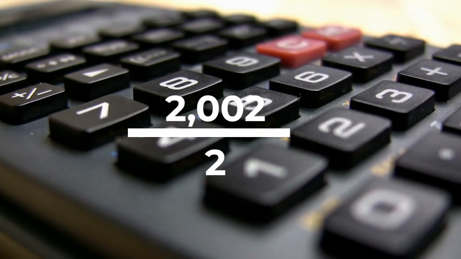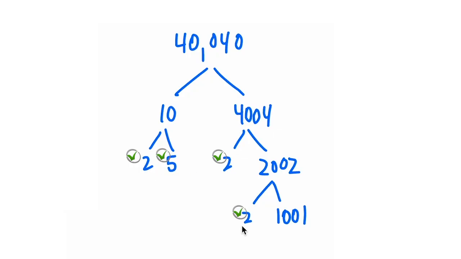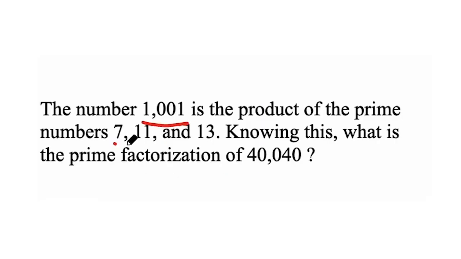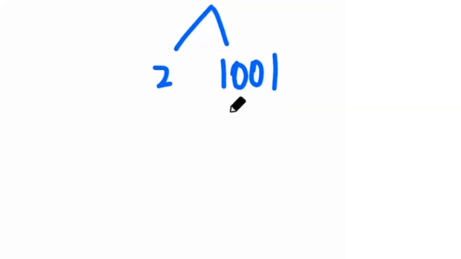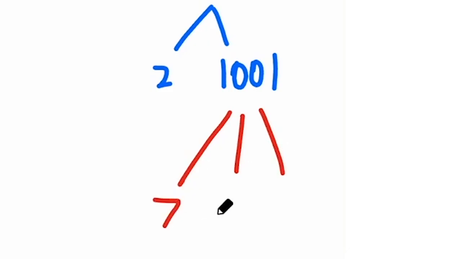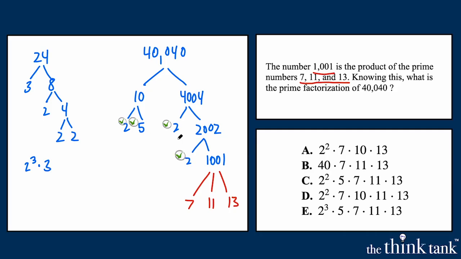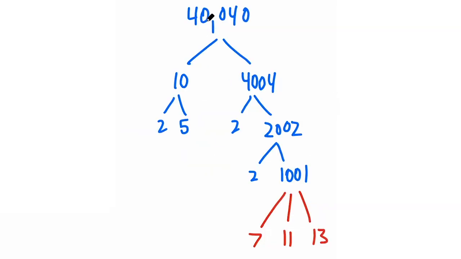Well, look at that. I know that 2 and 5 and 2 and 2 are prime numbers that are factors of this. Meanwhile, I've still got to break down this 1,001, which is why they gave us this funny little piece of information. They told us that 1,001 is the product of 7, 11, and 13. So if I did the factorization of this, I'd get 7 times 11 times 13. We can take their word for it. But now if I take inventory of everything I have here, this is the prime factorization of 40,040.